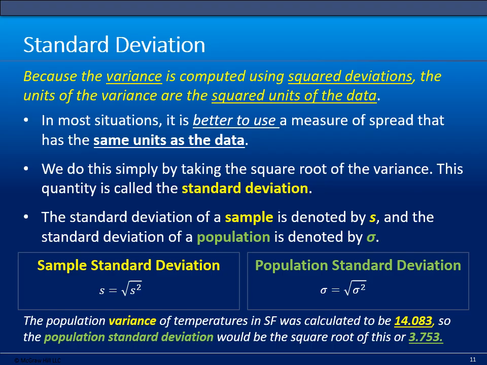The population variance of temperatures in San Francisco was calculated to be 14.083. So the population standard deviation would be the square root of this, or 3.753.